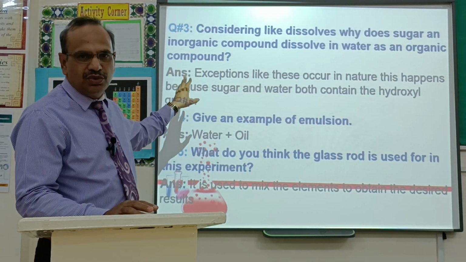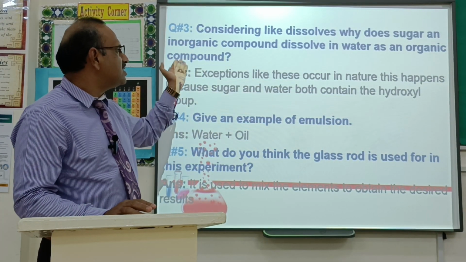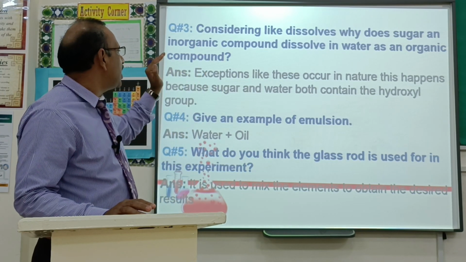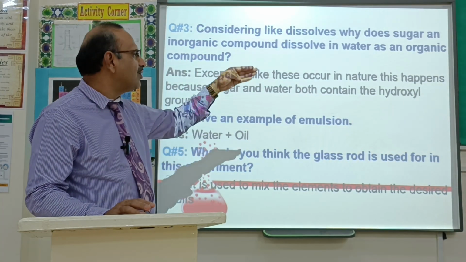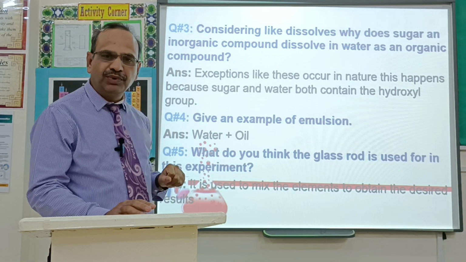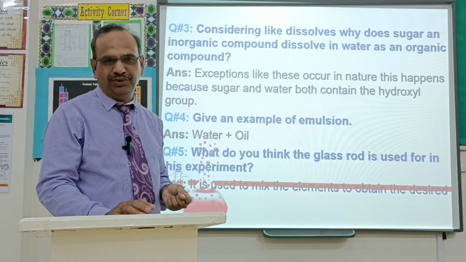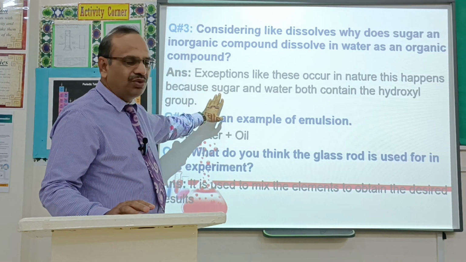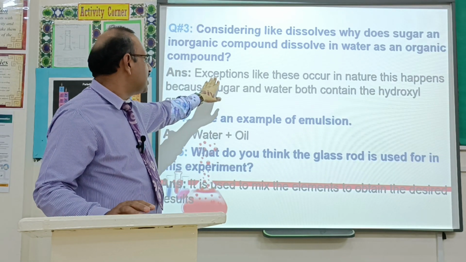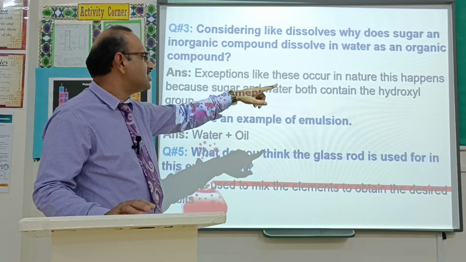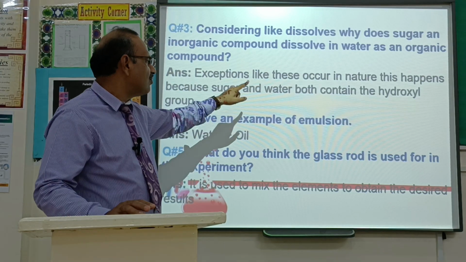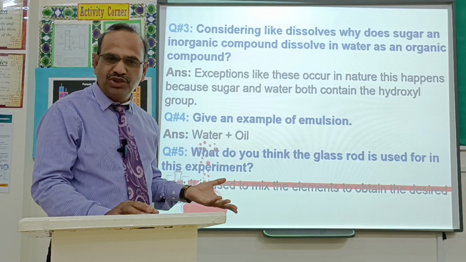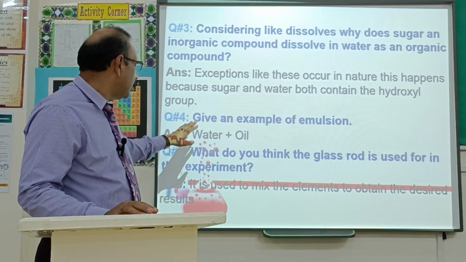Question number 3 relating to this experiment can be: considering like dissolves like, why does sugar, an organic compound, dissolve in water, an inorganic compound? Sugar is an organic compound, but it is soluble in water. Why? The reason is hydrogen bonding. Exceptions like these occur in nature because sugar and water both contain hydroxyl groups, and due to that hydrogen bonding is possible, so they will be soluble in one another.